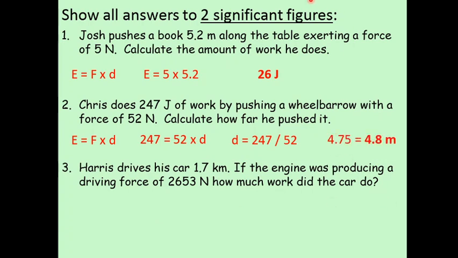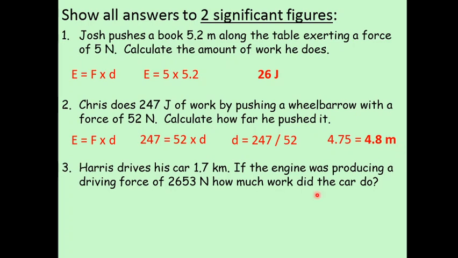But we do want to put our answer to two significant figures. So we have a look. 4 is our first significant figure, 7 is our second significant figure. And if we have a look at the next number along, if it's 5 or more, we need to round that up by 1. So because this is a 5, we round the 7 up to an 8 and we end up with 4.8 metres, which is our answer to two significant figures.